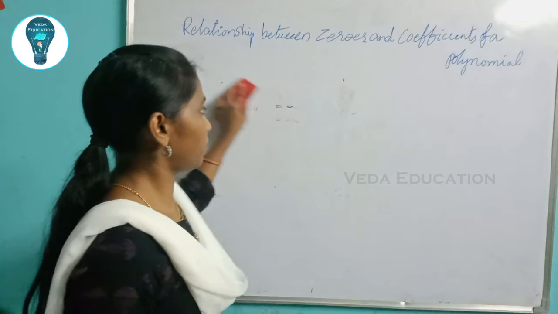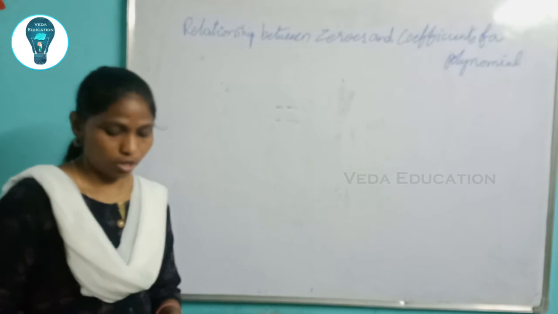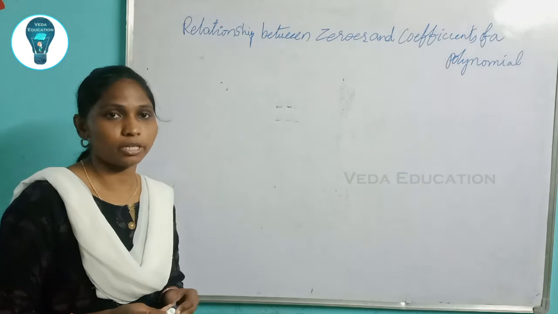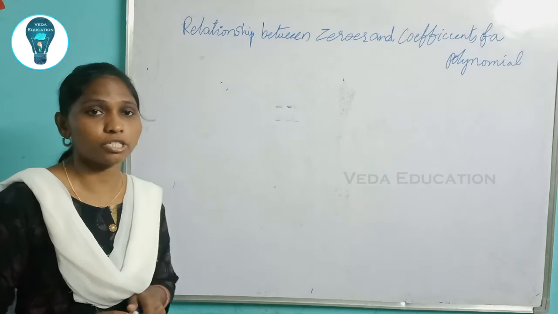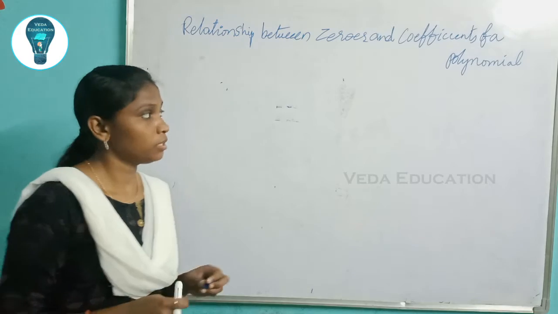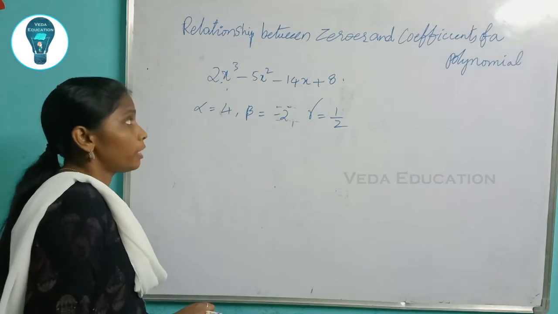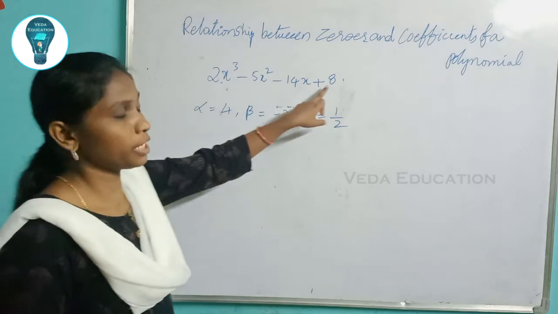Next, cubic polynomial. Here we will discuss cubic polynomial, sum of zeros and product of zeros. In this we will have sum of zeros taken two zeros at a time. So here I am taking one example. This is a cubic polynomial, 2x cube minus 5x square minus 14x plus 8.